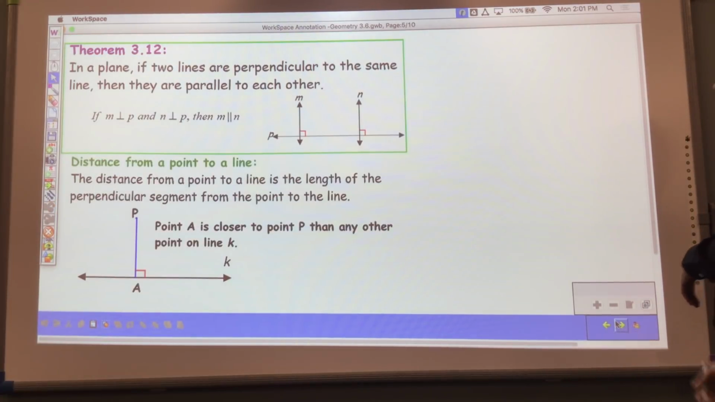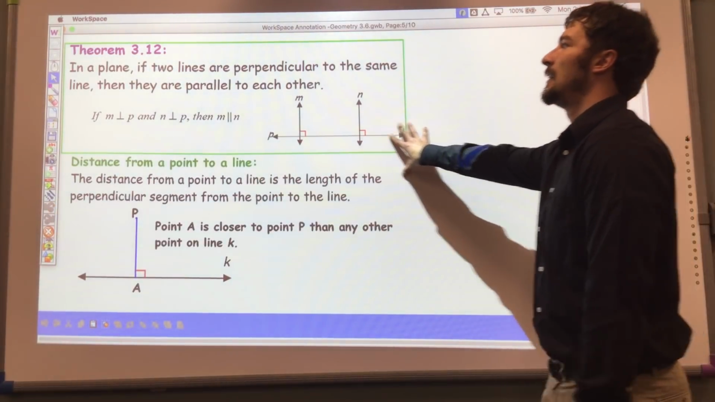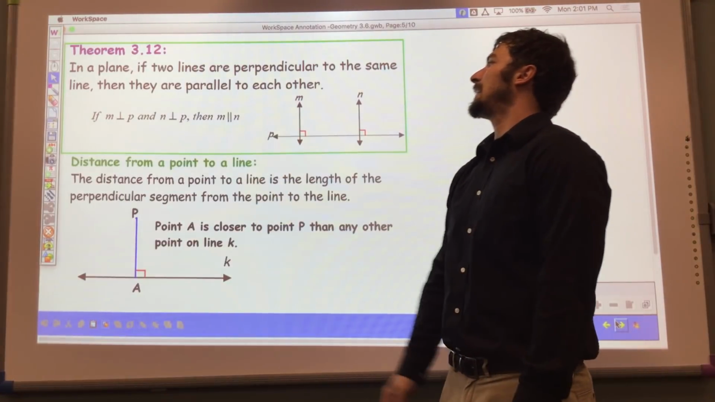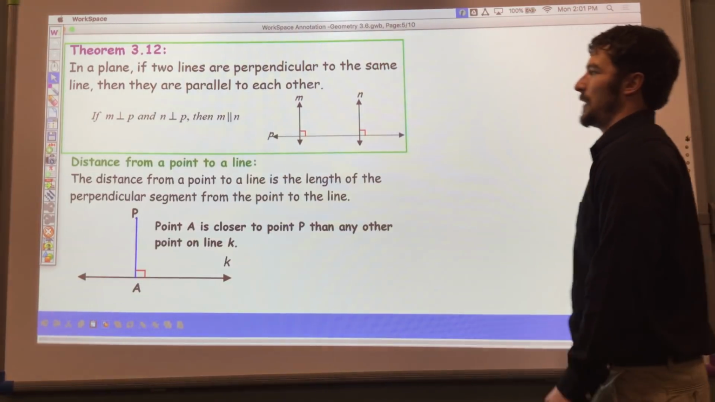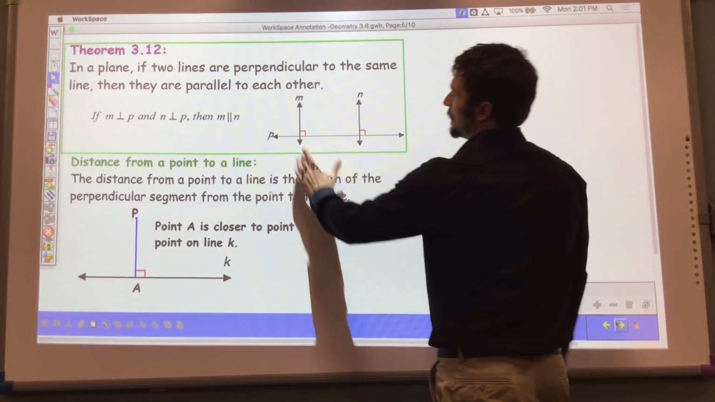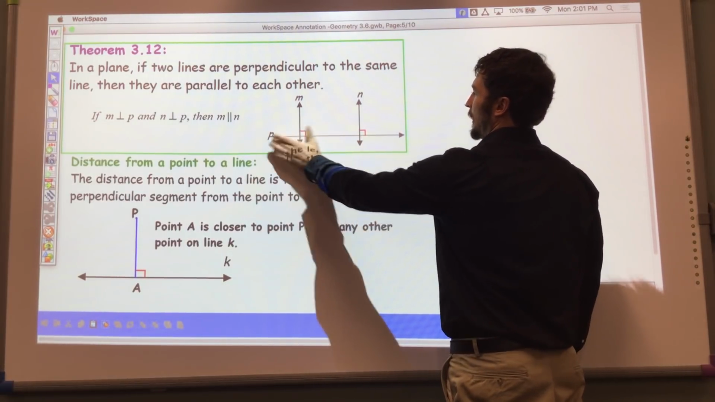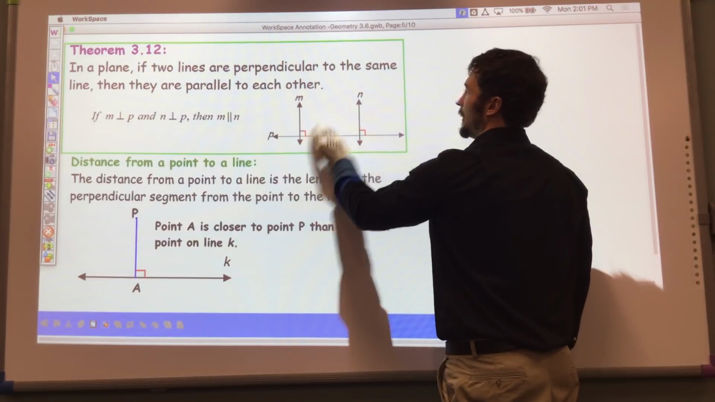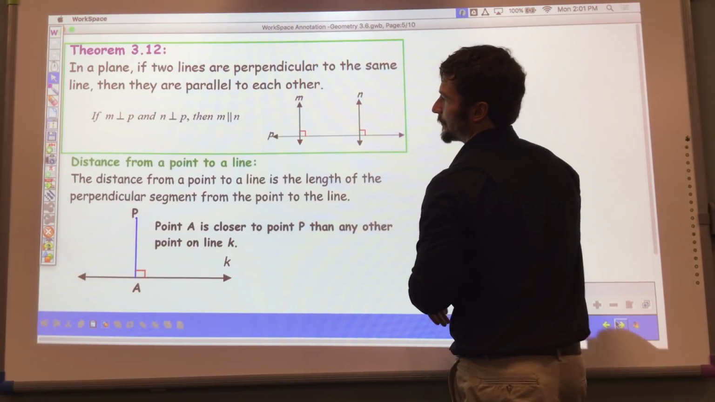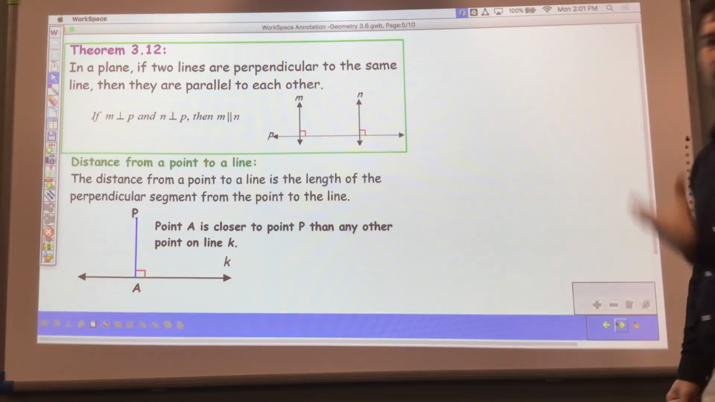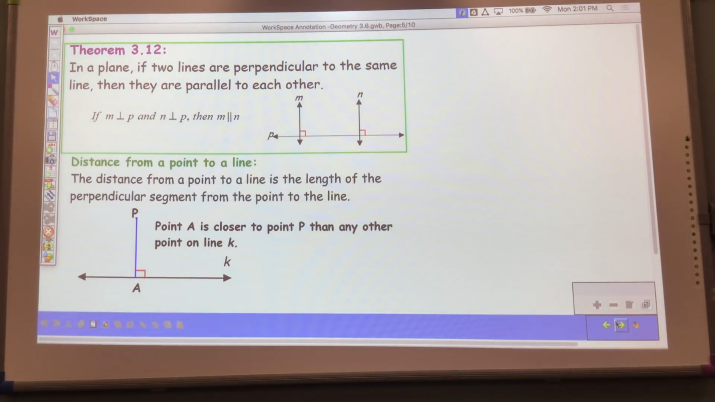And then finally, Theorem 3.12: in a plane, if two lines are perpendicular to the same line, then they're parallel. So here, if M and N are both perpendicular to line P, that means M and N are parallel to each other. So 5 theorems, make sure you get all those written down.